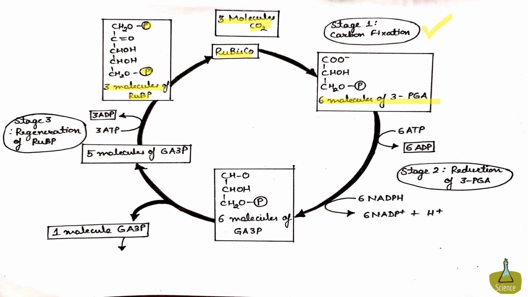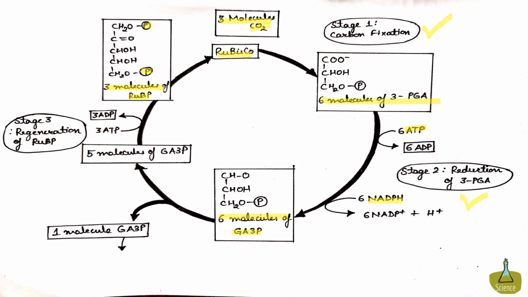Now these 6 molecules of 3-phosphoglycerate again get converted into the 6 molecules of glyceraldehyde 3-phosphate by the addition of 6 ATP molecules and 6 NADPH molecules. This particular step is termed as the reduction of 3-phosphoglycerate. 3-phosphoglycerate on reduction gives rise to glyceraldehyde 3-phosphate.